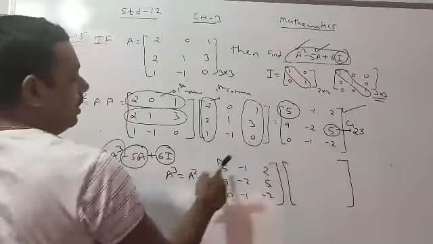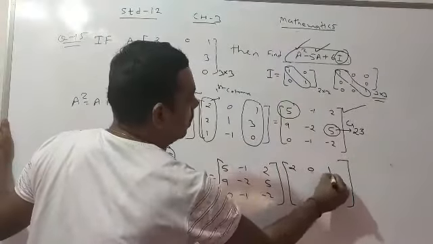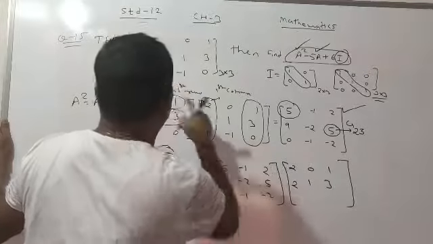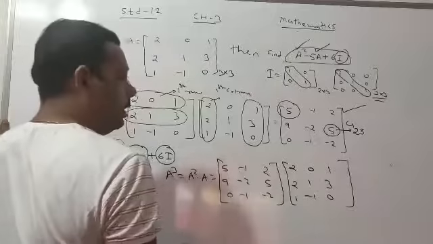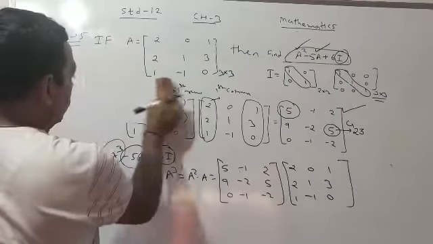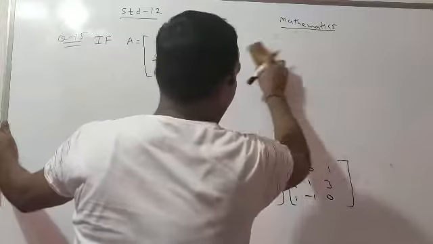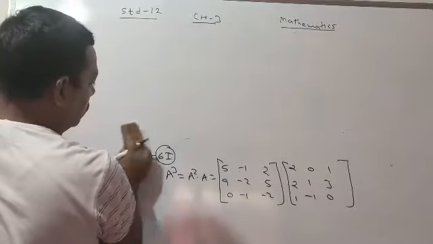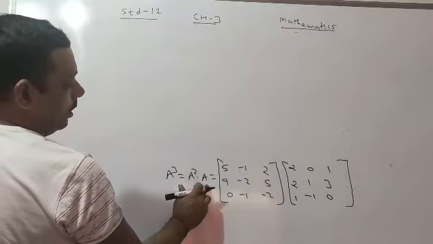This is A square. Now A is the original matrix, 2 0 1, 2 1 3, 1 minus 1 0, and then we will multiply both matrices. Now you know how to perform the multiplication. See, I will perform the multiplication here only. Now A cube is A square into A.